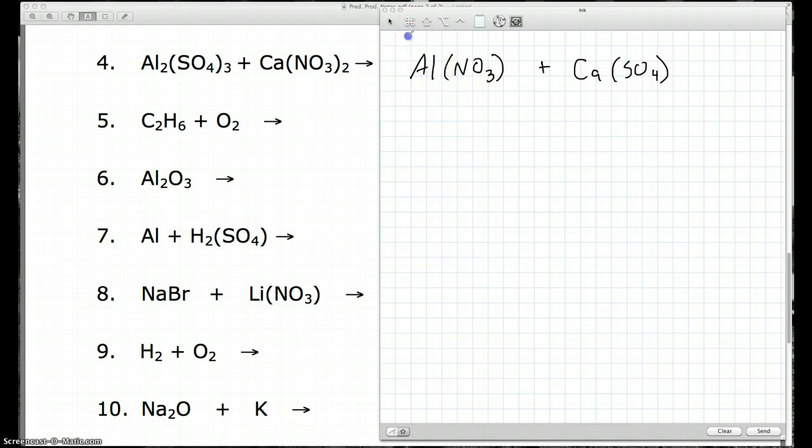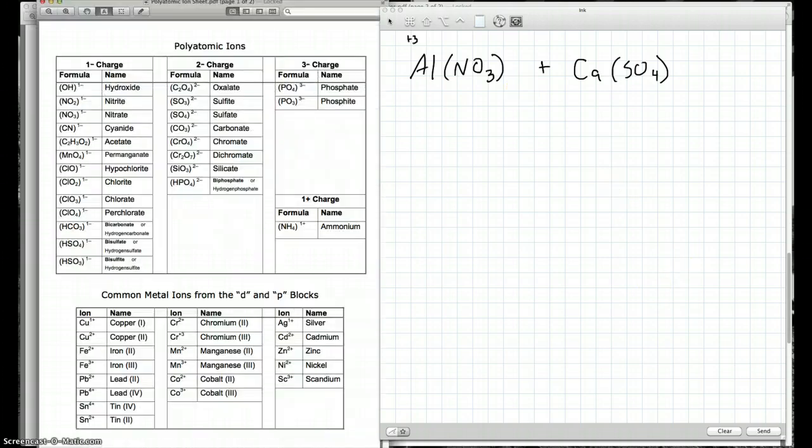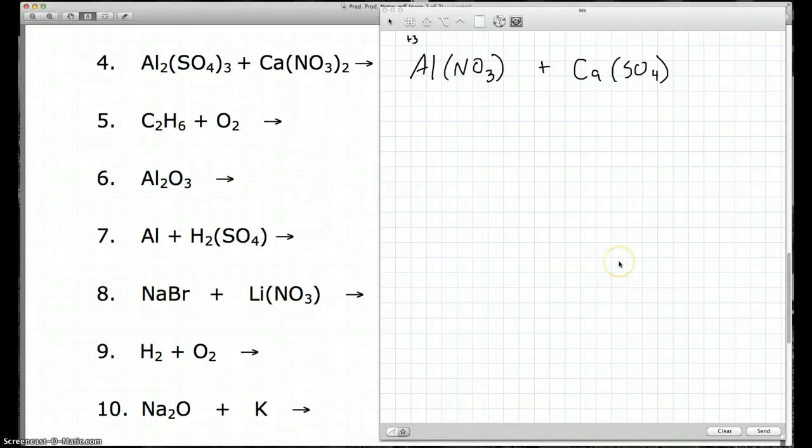If I look up on a periodic table, aluminum is a +3. If I look up on my polyatomic ion sheet, nitrate is a -1, and then I'll look up sulfate while I'm here too. Sulfate's -2. So nitrate I said is a -1. Calcium, if I look up on the periodic table, is a +2. And I just looked up sulfate, it's a -2.